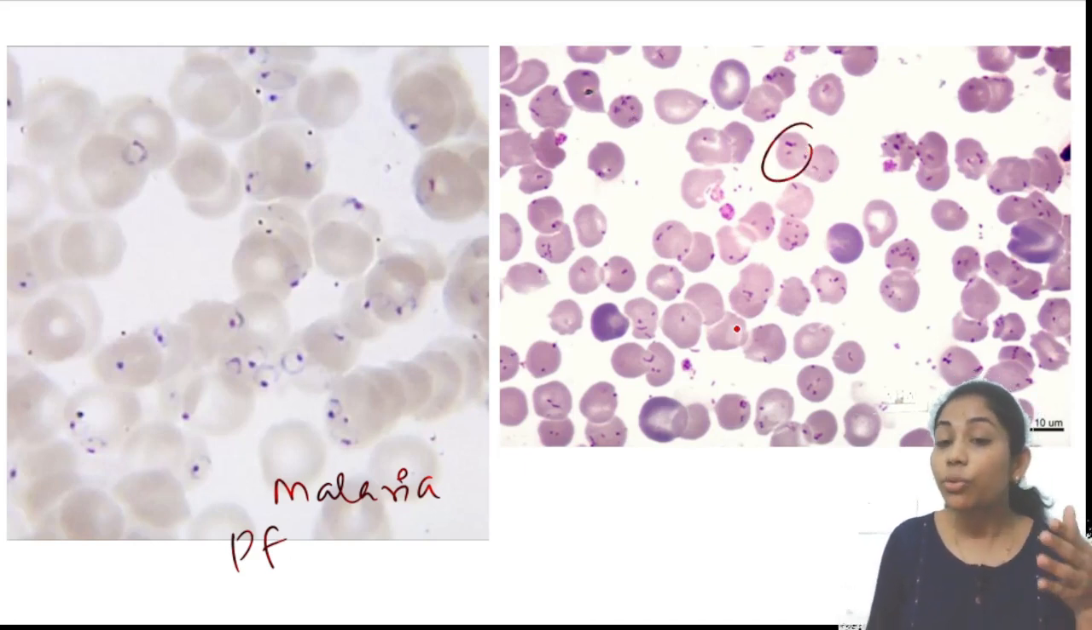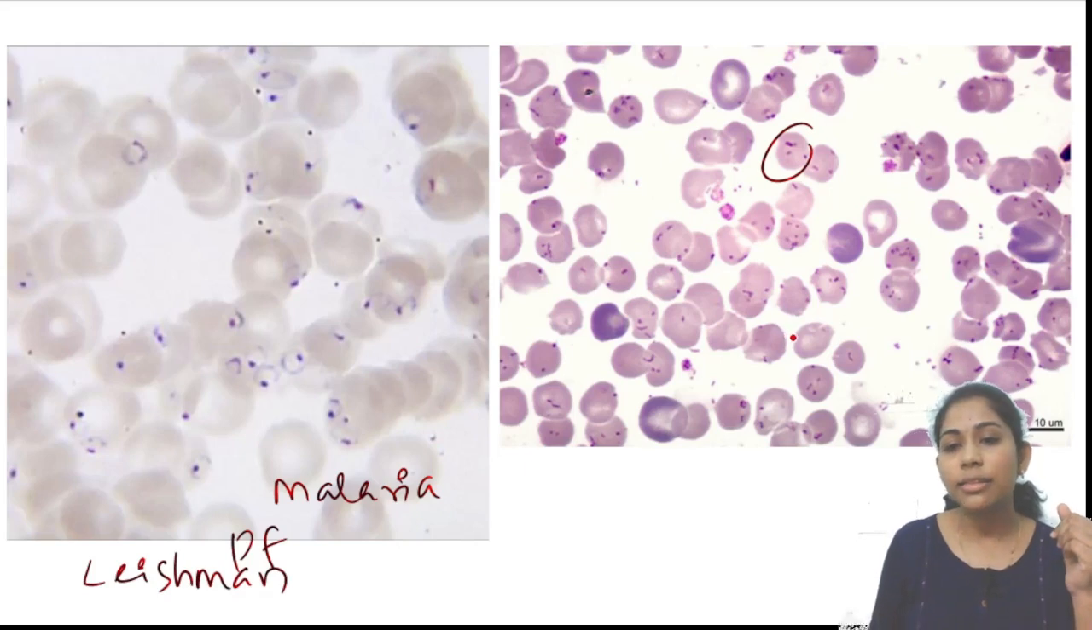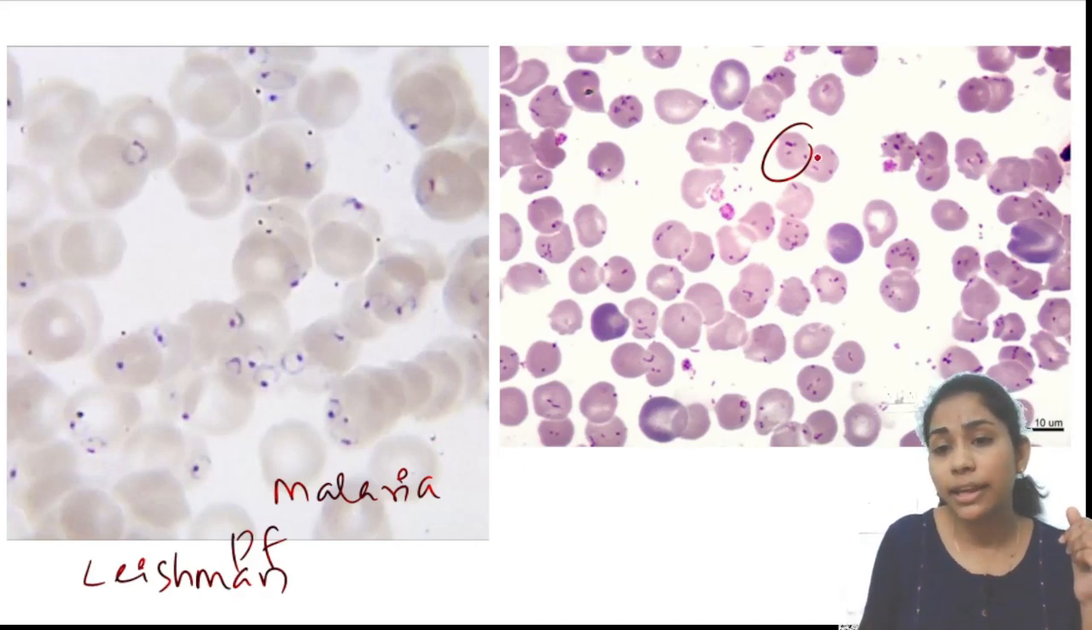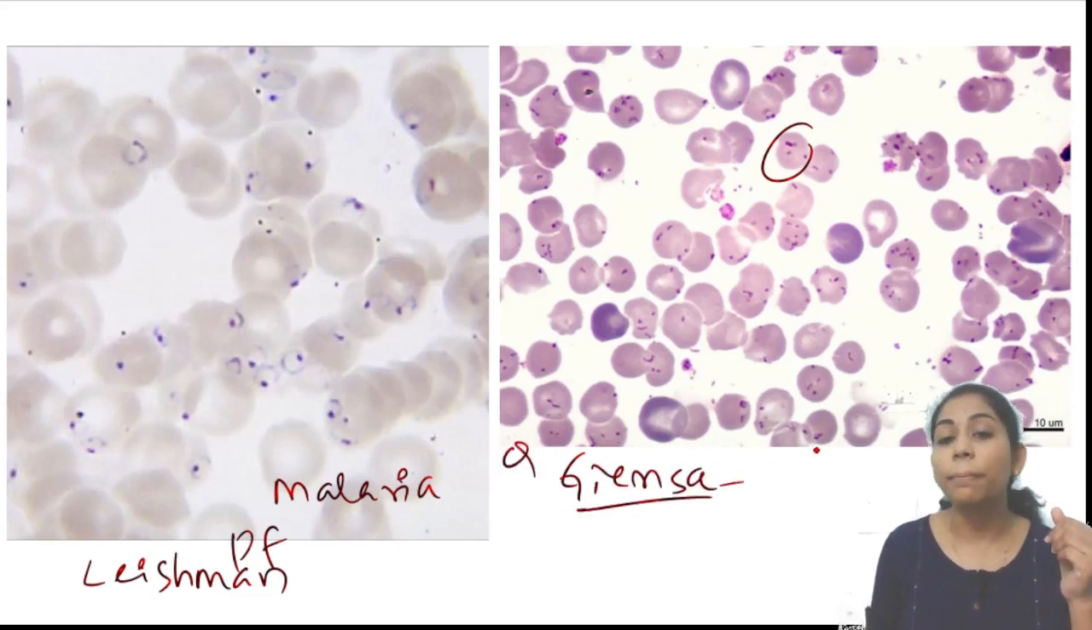So this is the same slide. Which stain is this one? This is Leishman stain. And which stain is this one? Any guesses? Where this malaria has been highlighted clearly, right? This is Giemsa stain. So this is again a potential MCQ question: which is the best stain for highlighting malaria? It is the Giemsa stain.